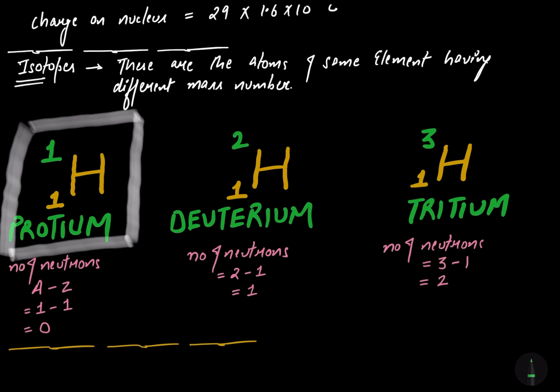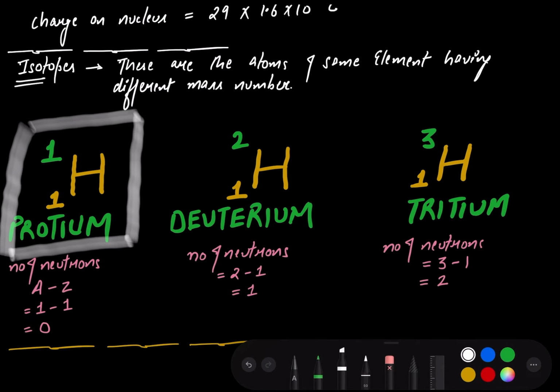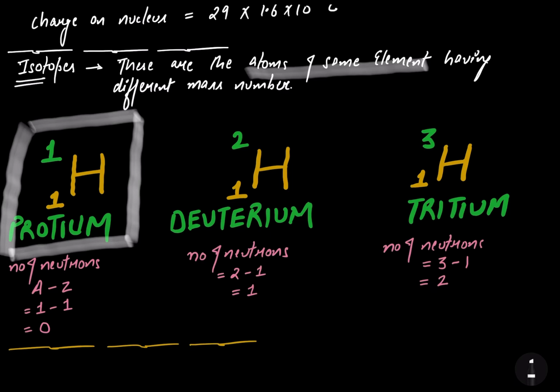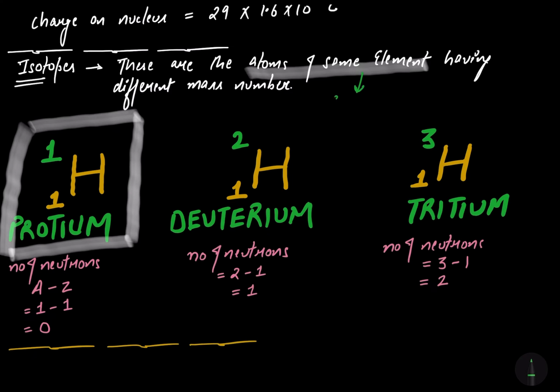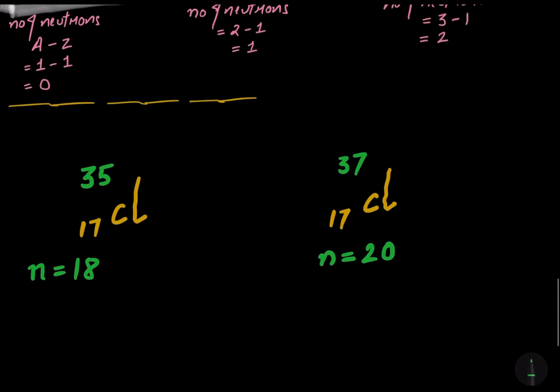These are the atoms of the same element which have different mass numbers. The same element stands for same atomic number but different mass number. So what are the isotopes? These are the atoms of the same element. That means they have the same atomic number but they have different mass numbers. Hopefully, my dear students, you got the isotopes.